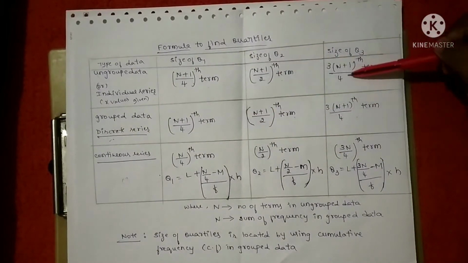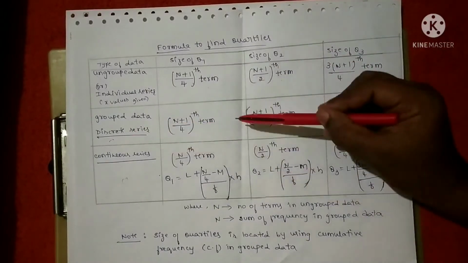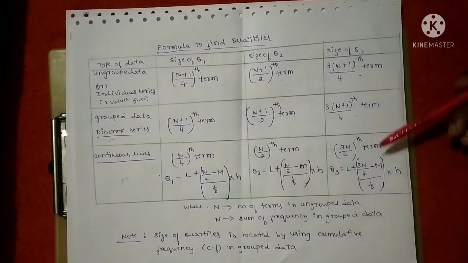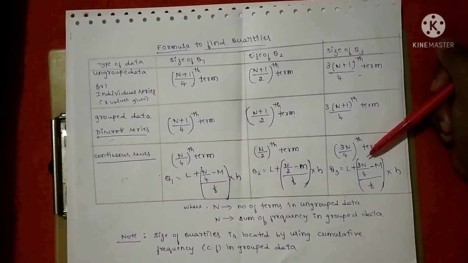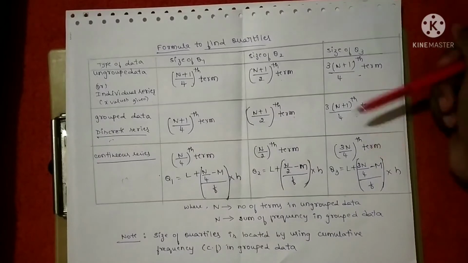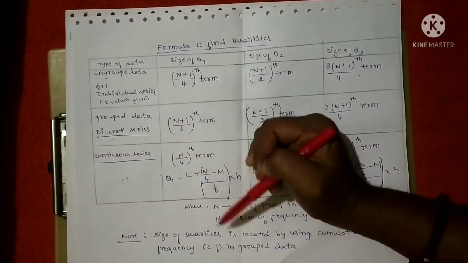Once you know this formula, you can do the same for discrete series. For continuous series only it is changing, so you have to remember. And one more thing is that the size of a quartile will be located based on the cumulative frequency. For grouped data, you have to find out the cumulative frequency.